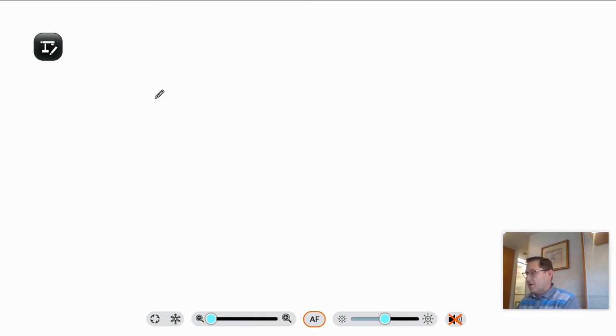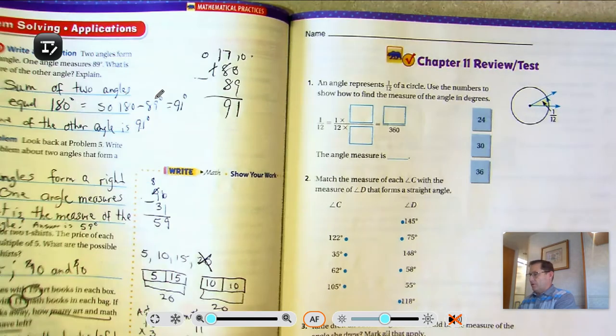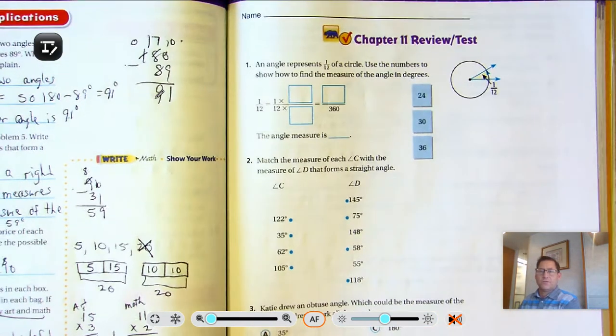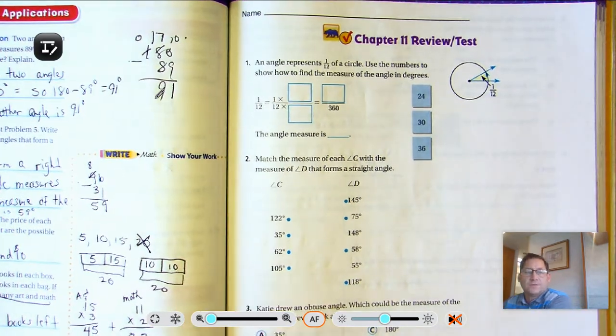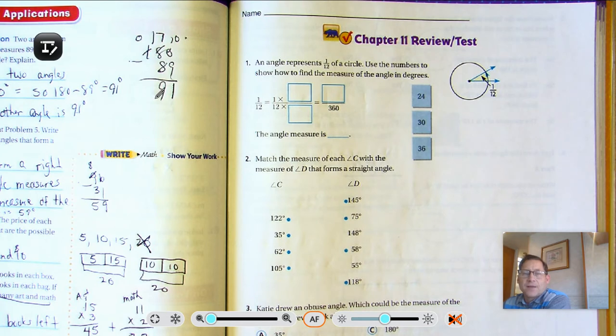Hello everybody. So today we're going to continue our review of chapter 11 to practice for our test. And so let's start with number 1. We're on page 463. An angle represents 1/12 of a circle. Use the numbers to show how to find the measure of the angle in degrees.